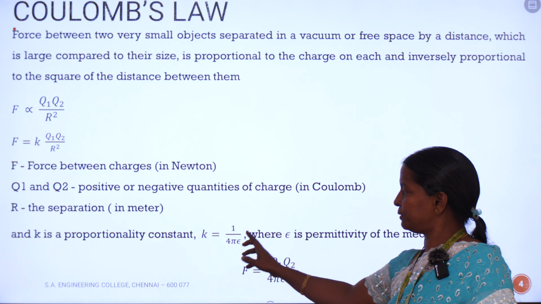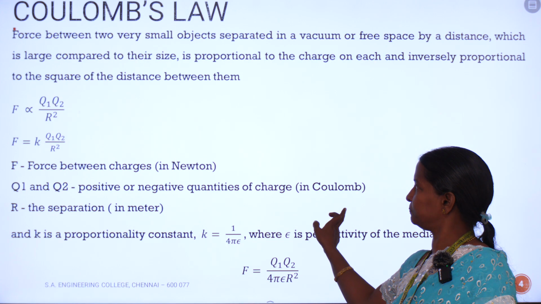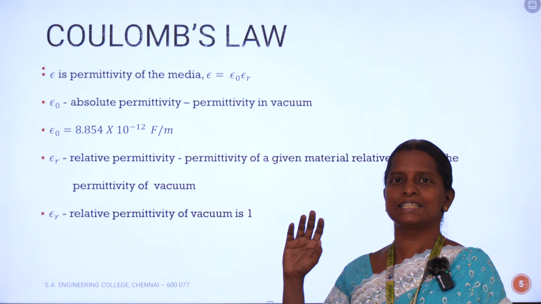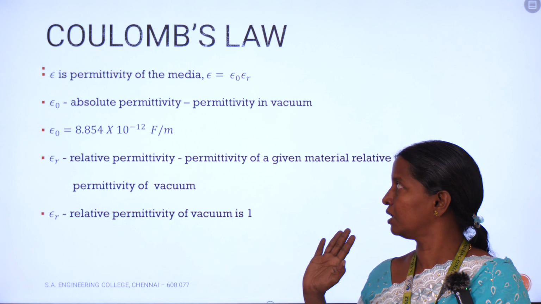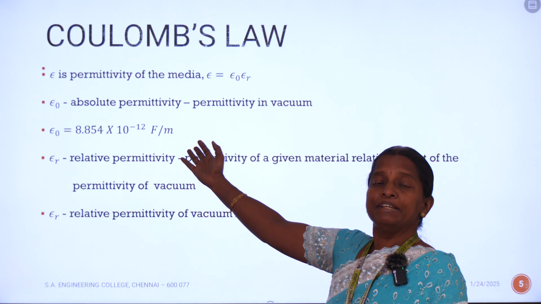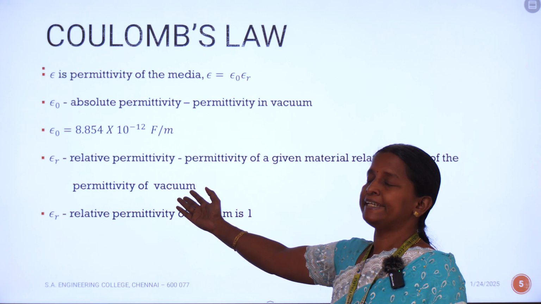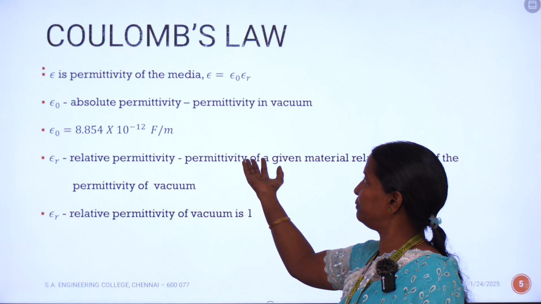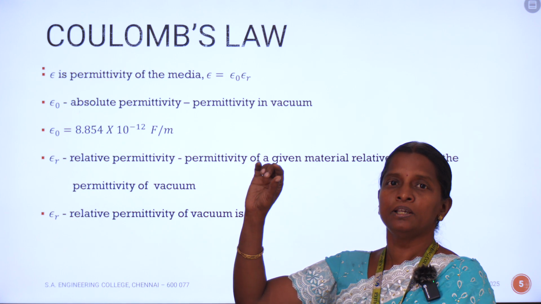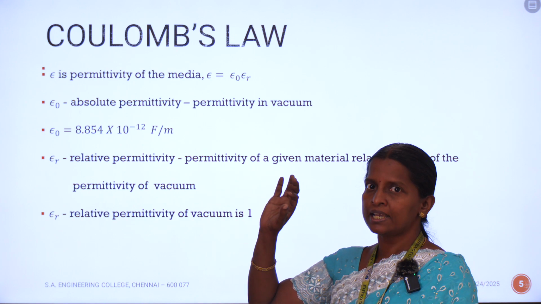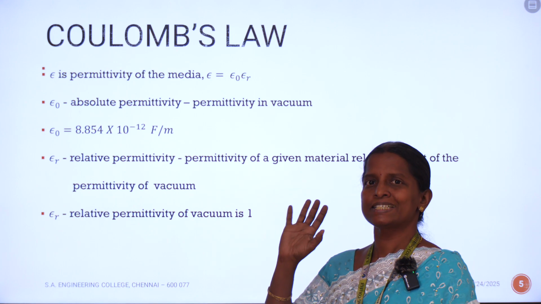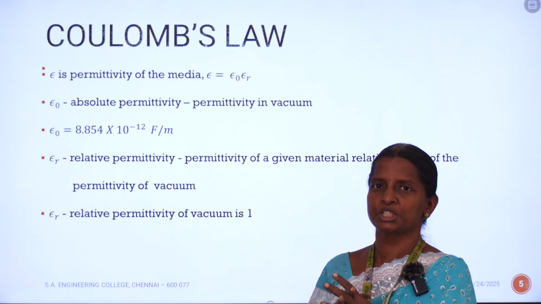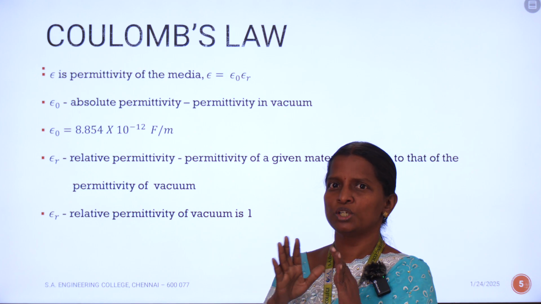This K value was proven practically by Coulomb. And epsilon is the permittivity of the media. It is given by epsilon naught into epsilon R. Epsilon naught is the absolute permittivity of the media and epsilon R is the relative permittivity. So what is absolute permittivity? Absolute permittivity is nothing but the permittivity in vacuum, called epsilon naught. It is constant because vacuum will not change. There is no modification, there are no molecules or atoms, nothing. So it is a vacuum.